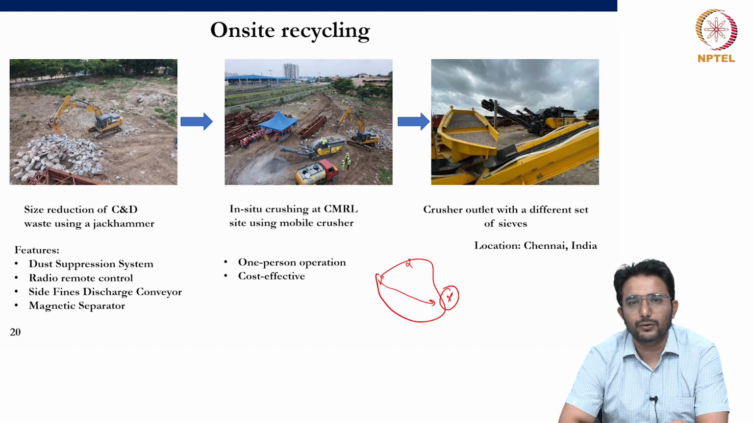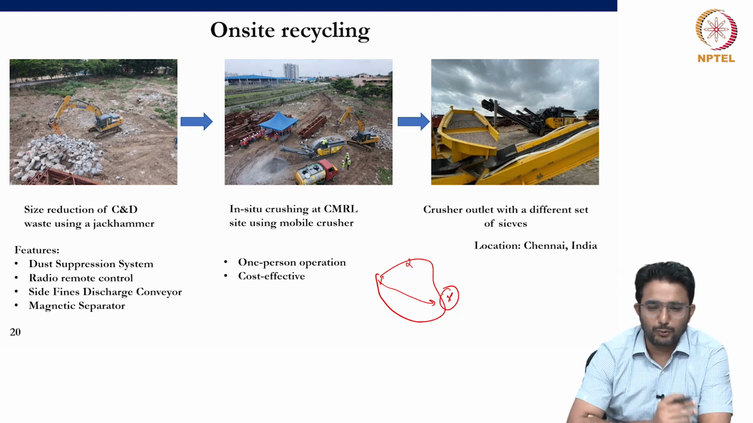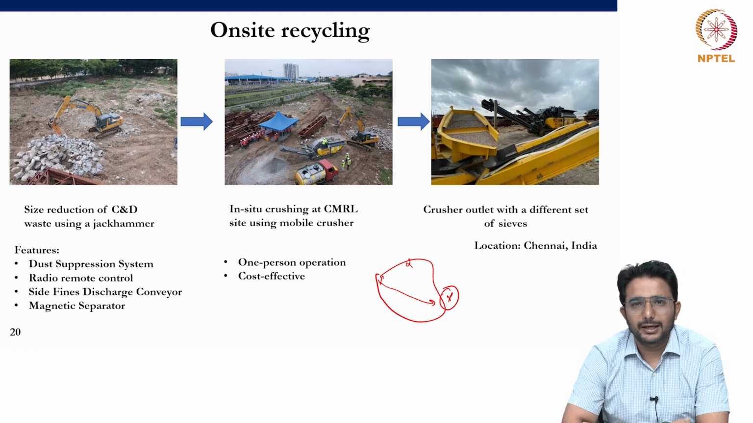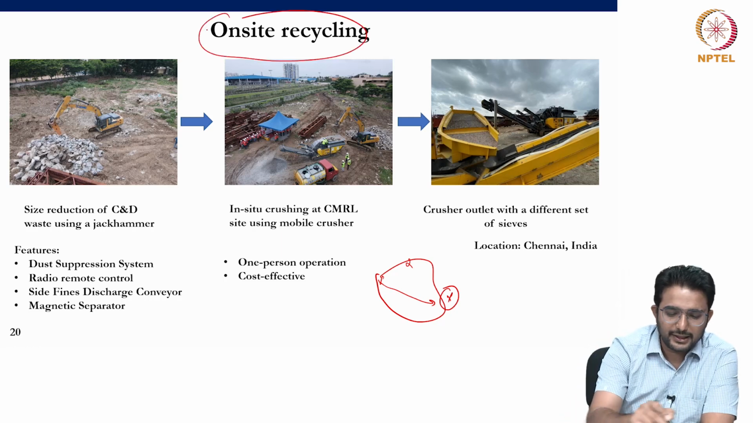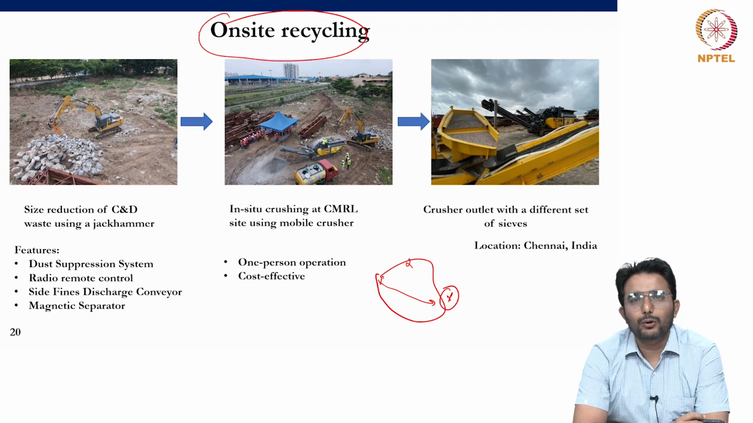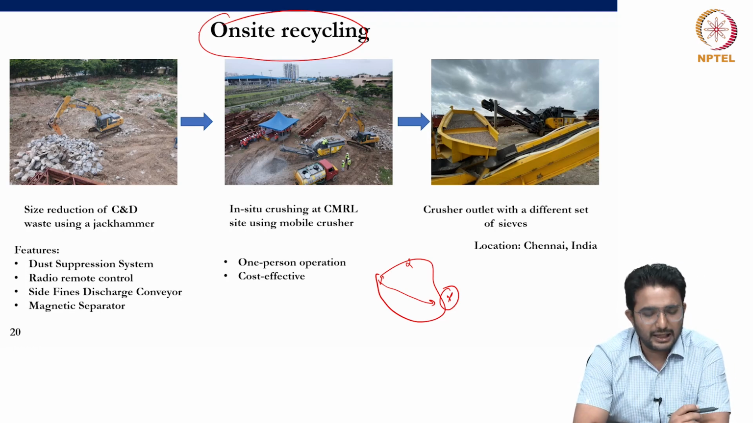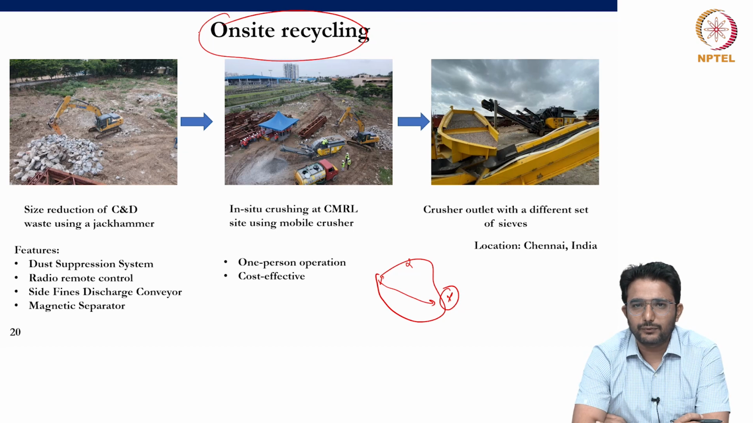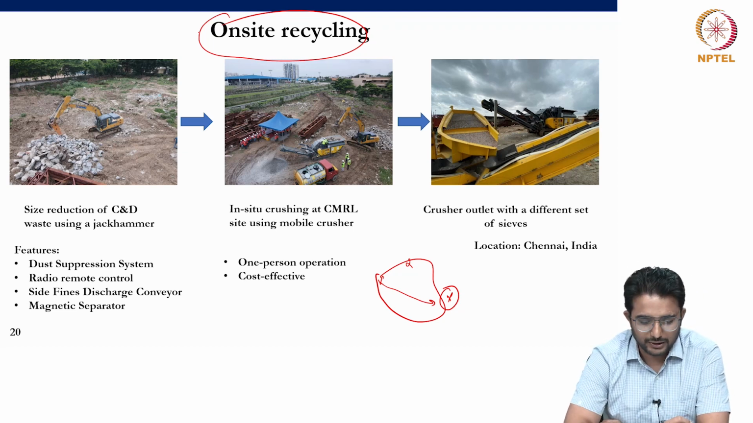So one of the ways to reduce the carbon emissions due to the movement of the C&D waste is by taking the crusher directly to the site, and this is called on-site recycling. The process followed for on-site recycling is the same as that for the stationary plant. The only difference is that here the crusher will be coming to the site, right?